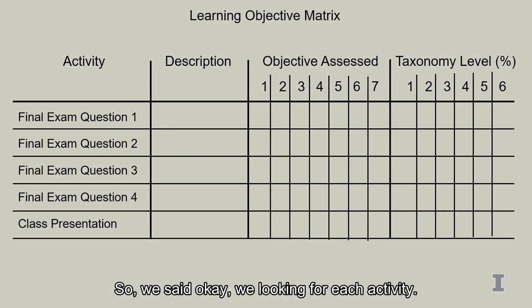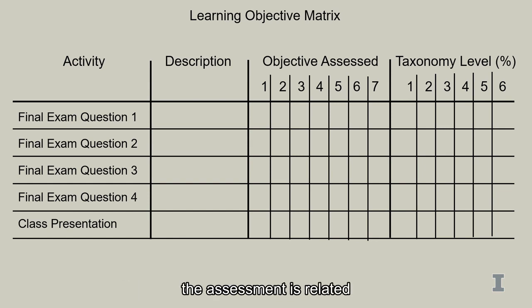So we say, okay, we're looking at each activity. This is mainly about exams because most of the assessment is related to exams at the moment, although we are hoping to introduce more experiential learning. So we would look at each activity, each exam question, and then we would see where this fits into our learning outcomes, see which of these are assessed, and then also at what level of Bloom's taxonomy we are assessing it.